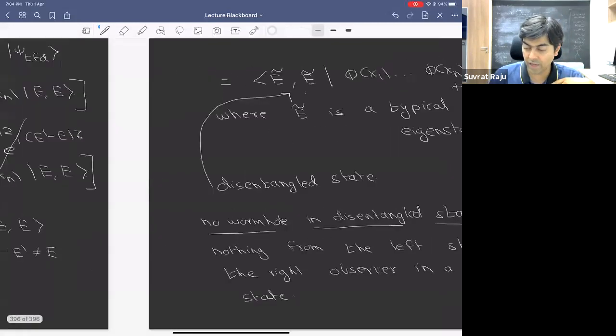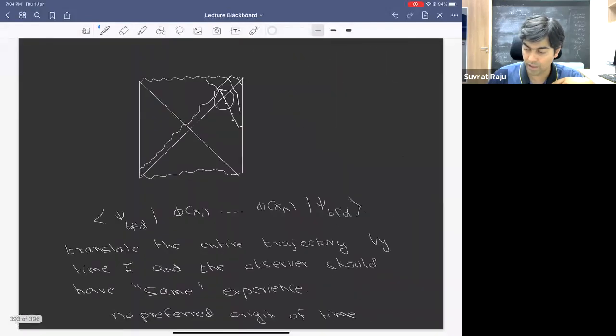And so this kind of picture we had here in the beginning, where you could have an observer who goes in and the observer can get hit by something. This is because there's a wormhole and the wormhole has finite length. And so you can send something early enough to hit this observer who goes in. But in a disentangled state, that would not make sense. So if there was no wormhole, that would not make sense.